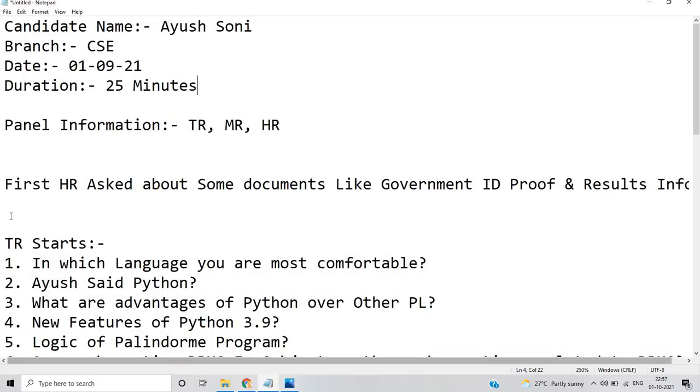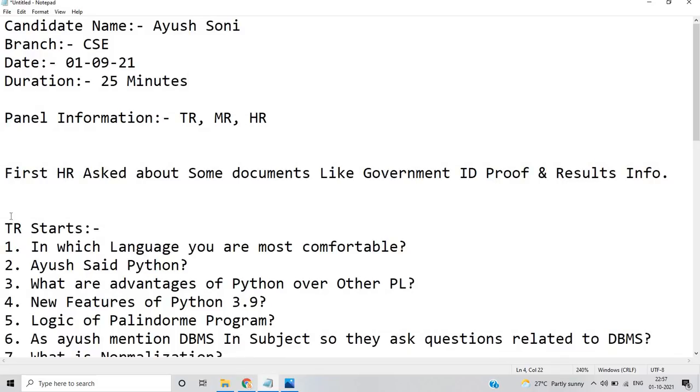Okay, so this is the interview experience that Ayush just shared with me. The candidate's name is Ayush Soni, the branch is CSE, as I already said. The panel has three panelists: TR, MR and HR. First, HR asked about some documents like government ID proof and result info. Ayush has very good results and good academics, so they just talked about his result info and government ID proof.